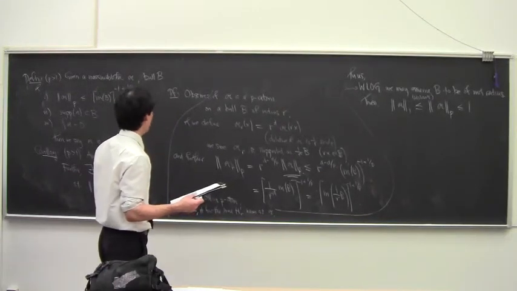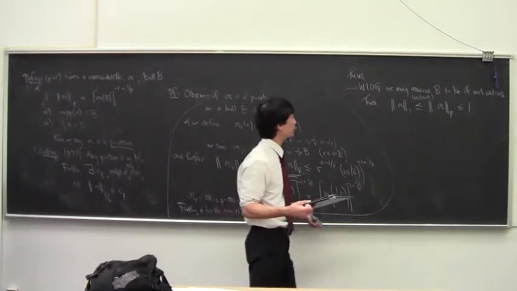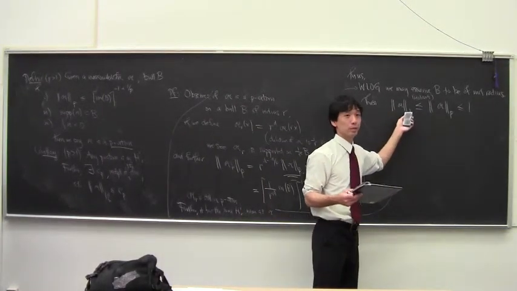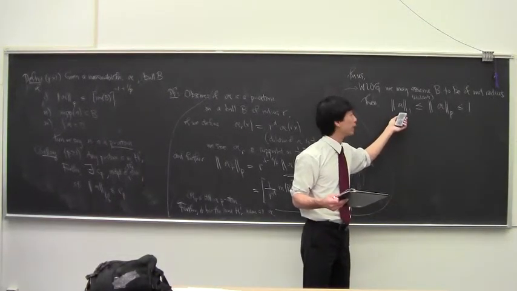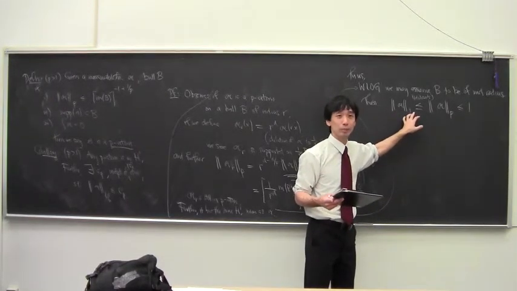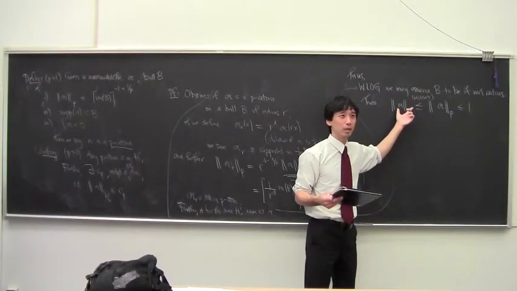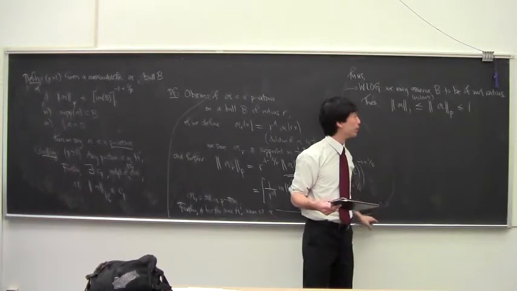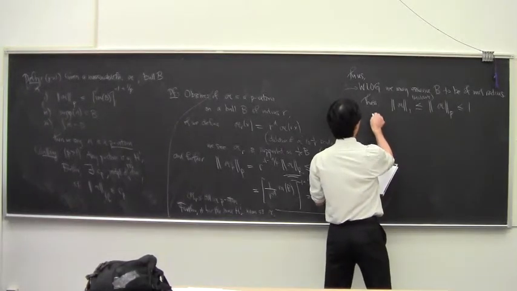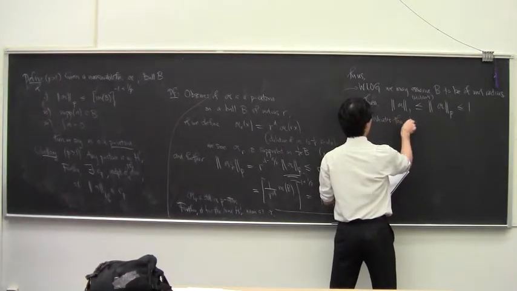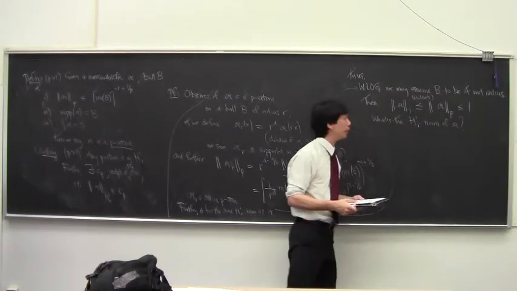Okay, so this is an L1 function, and it satisfies the cancellation condition. This guy is in H1, by the previous theorem. The previous theorem said that as long as we satisfy cancellation, we're good. We're in H1. So what's the H1 norm of A?